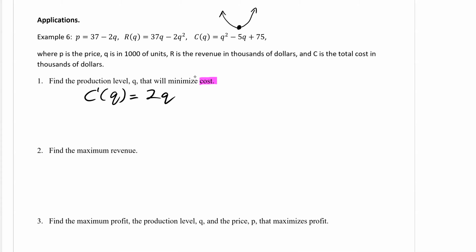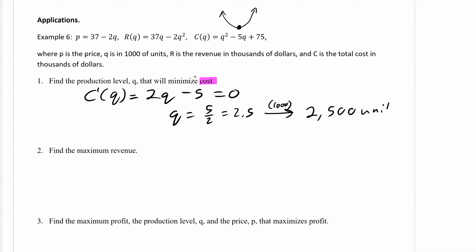So 2Q minus 5, we set it equal to 0. Q equals 5 halves, which is 2.5. And then we change it into what it is. It's in thousands of units, so if you multiply that by 1,000, we get 2,500 units. So what is the production level that will minimize cost? 2,500 units. And you can plug this in your calculator and verify it.